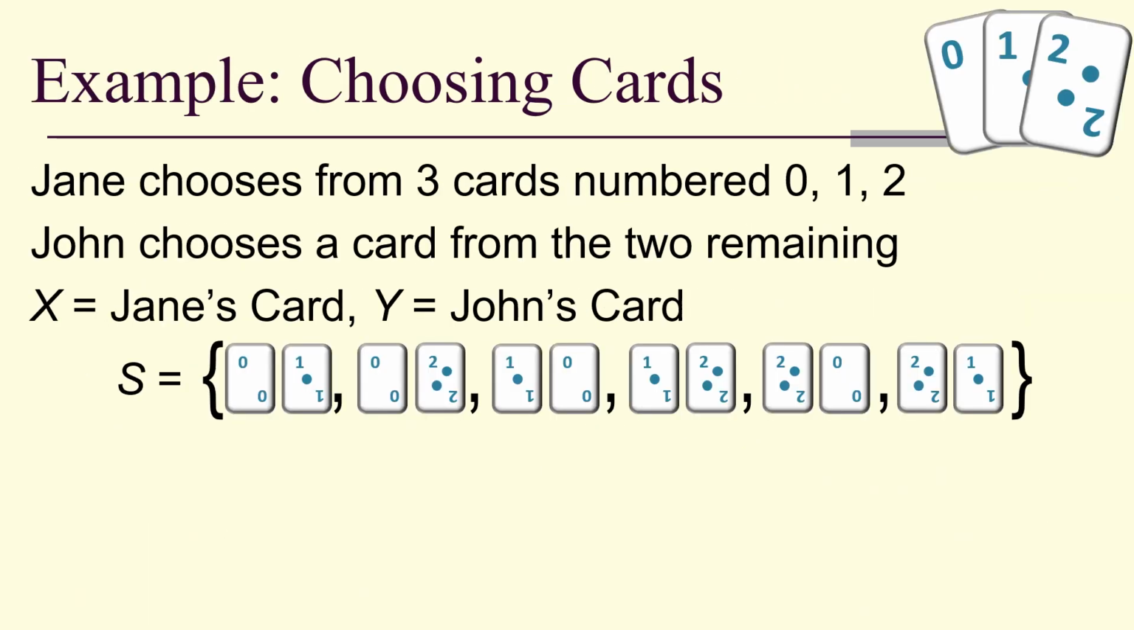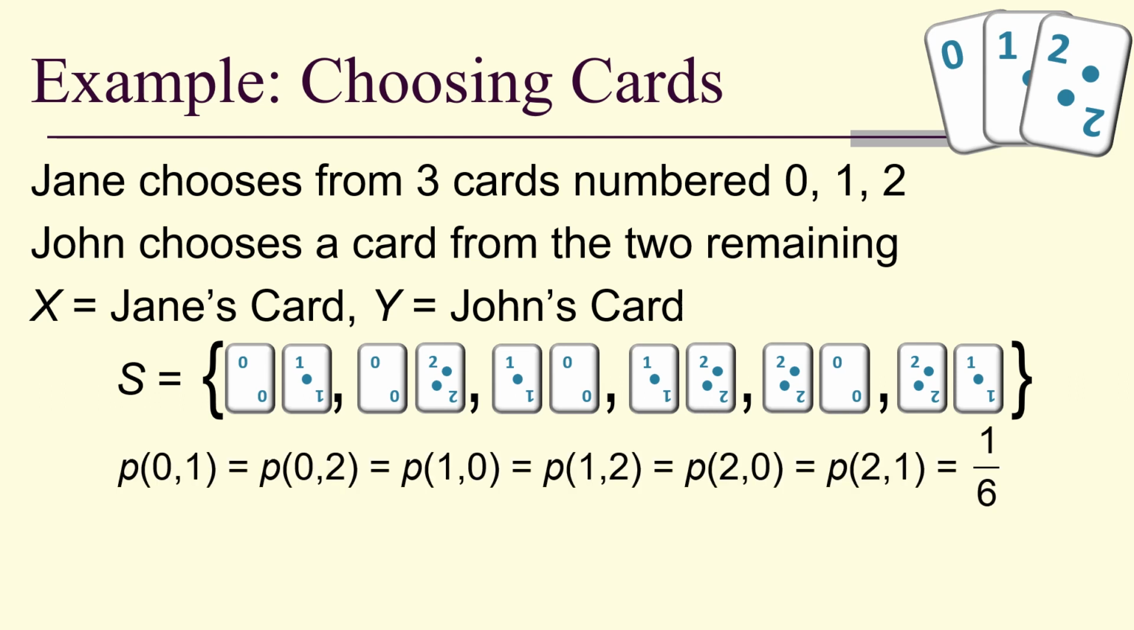Let's look at an example. Jane chooses from 3 cards, numbered 0, 1, 2. John chooses a card from the 2 that remain. X is Jane's card, Y is John's card. Here are the only 6 possible outcomes, and notice that they all have an equal likelihood of occurring, a 1 out of 6 chance.